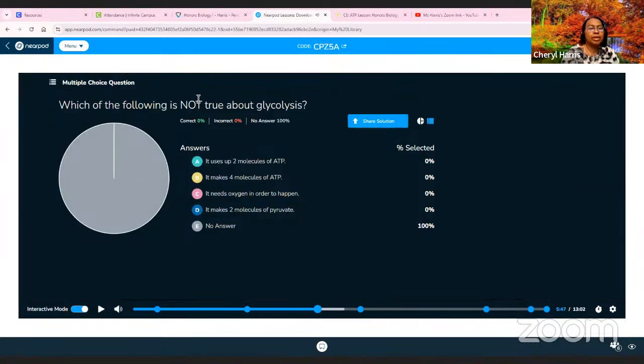Okay. It says, which is not true about glycolysis. It takes up 2 ATP. It makes 4 molecules of ATP. It needs oxygen in order to happen. It makes 2 molecules of pyruvate. So it's kind of like the last thing he just said. What is not true?